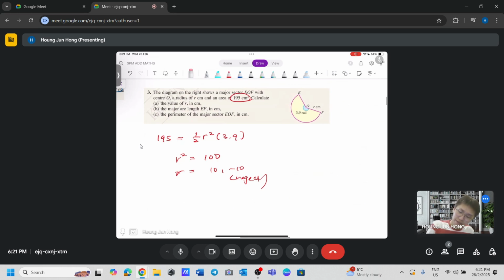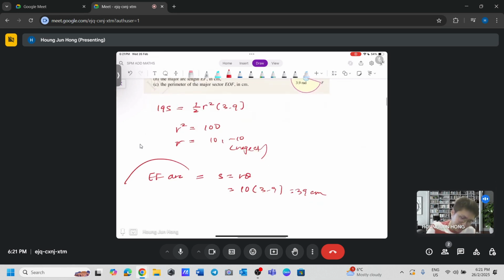Then EF, the measure of the arc. Again, remember what an arc is. Arc is the length, the perimeter, the length over here. The arc is also very simple: S equals r theta. So just put r theta like that, 39 cm. Last but not least, the perimeter is also very simple. Just do 10 plus 10 plus the arc 39. This is your perimeter. That's it, so 59.